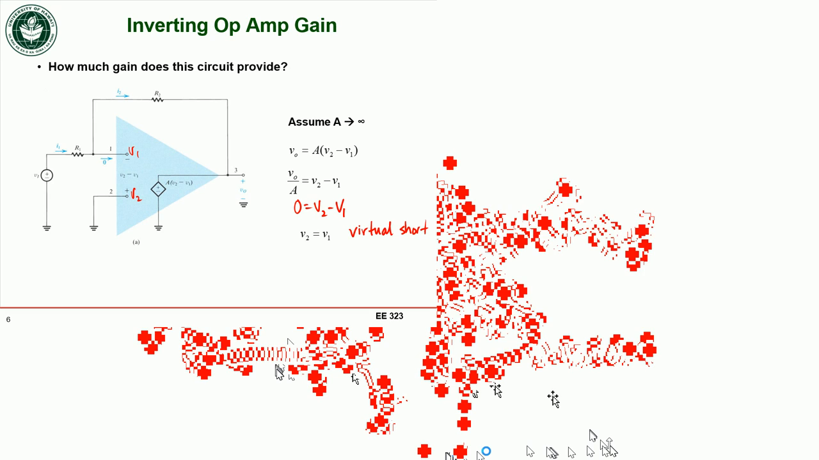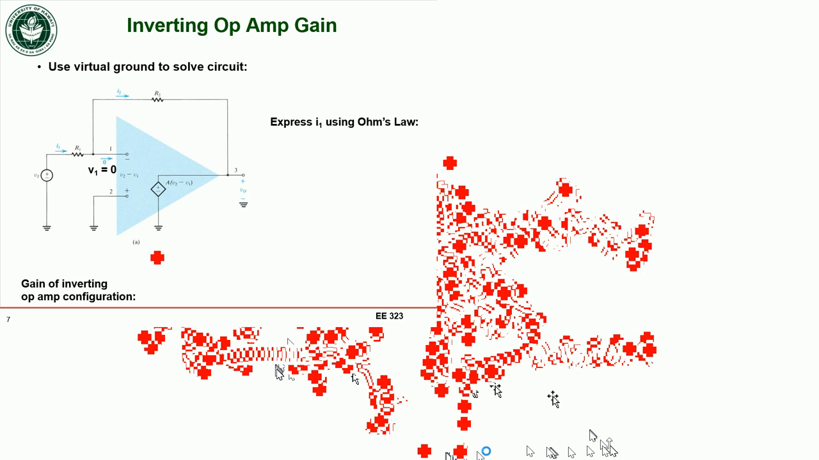Okay, so once we recognize that fact, that V1 is at the ground potential, now it's easy to solve for the gain in this circuit. Everyone okay so far? Okay, so if we know that V1 is at ground potential, then we can solve the circuit by solving first for I1. It might be hard to see on this slide. Okay, so that's the current I1. So if I want to use Ohm's law to write an equation for I1, what is that going to be? Just VI divided by R1, because V1 is at a ground potential.